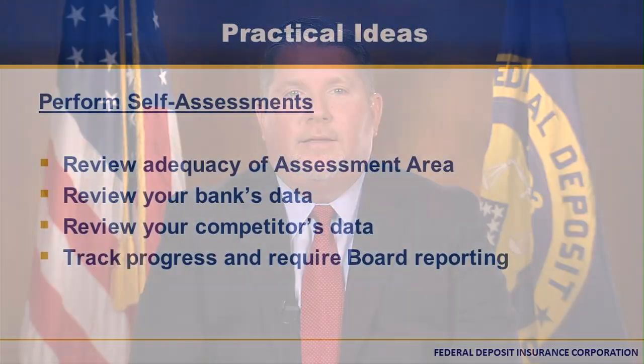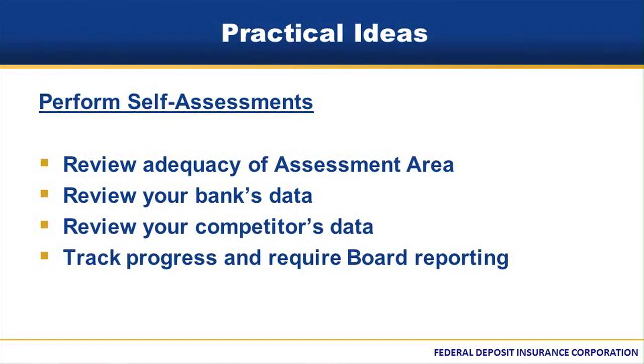Another idea for your bank to consider is performing regular self-assessments of your CRA performance and assessing the adequacy of your delineated assessment area. In conducting an assessment, your bank would monitor performance in home mortgage, small business, and small farm lending as applicable. You would then compare your results to Home Mortgage Disclosure Act aggregate data or demographic data available from the U.S. Census Bureau. Your bank would look for areas of weak performance and implement measures to improve that performance. The developed monitoring system should identify any gaps in your performance and track progress toward meeting your established CRA goals.